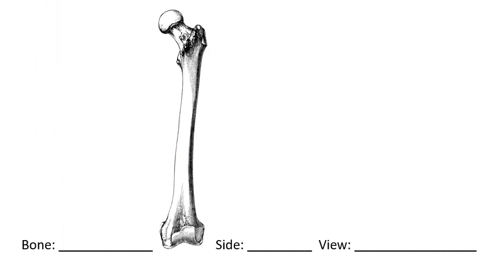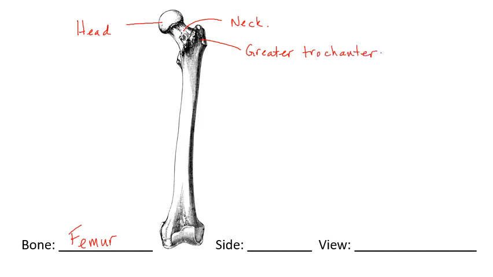Okay, so here is your image, and let me just orient myself here. Yeah, okay. So our bone is a femur. We have a head, and we have a neck, the greater trochanter, a medial and a lateral condyle.